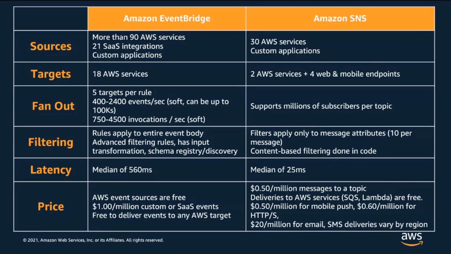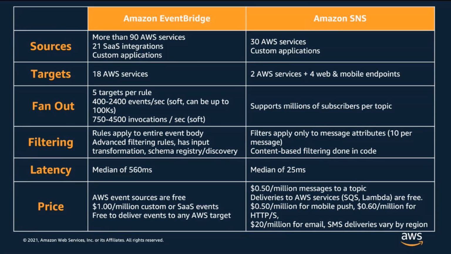EventBridge has more AWS event sources built in than SNS, and you can use SaaS integrations. You can have your own software as a service integrations. There's also more targets integrated between a wide variety of services, including Step Functions. SNS is great for fan out and can support millions of subscribers per topic. EventBridge, on the other hand, only has 5 targets per rule. So you can use a combination of EventBridge and SQS, like we just talked about, if that's something your use case needs.